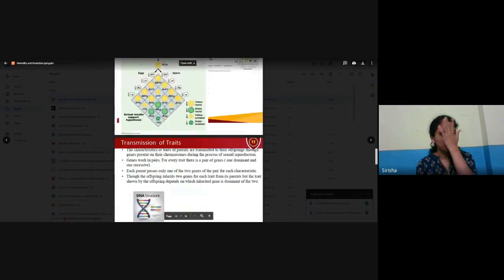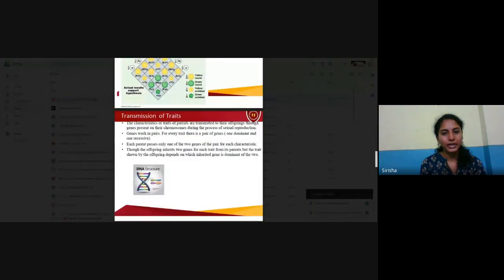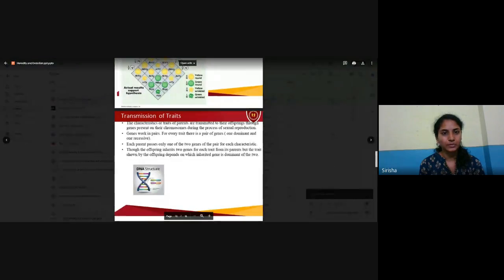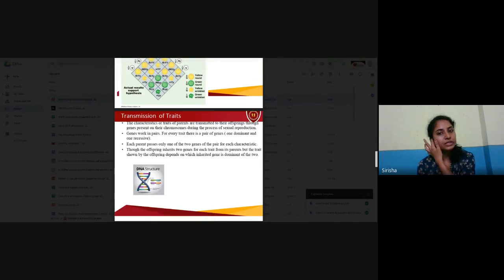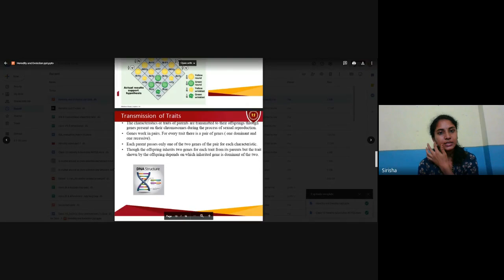Next, transmission of traits. The characteristics of the parents are transmitted to their offspring through genes present on their chromosomes during the process of sexual reproduction. Sexual reproduction only, right? The characters are carried to the offspring. Genes work in pairs. Genes never work singly, they work in pairs. So for every trait, there is a pair of genes, one dominant and one recessive. Just now we studied round with yellow, and round with green. So genes work in pairs.